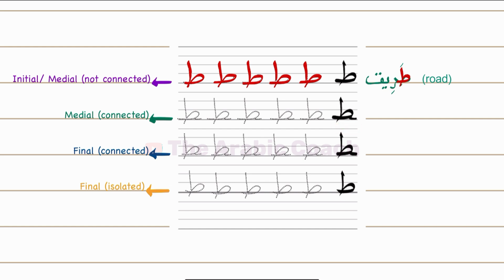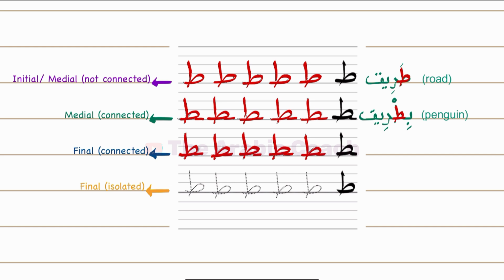In the middle when it's connected to a previous letter. For example, بطريق. At the end when it's connected to a previous letter. For example, محيط. At the end when it's following a kicking letter. For example, نشاط.